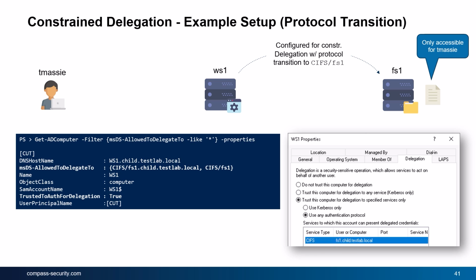Now, when Trevor Massey then authenticates towards WS1, the means that he uses to authenticate can be any form. It could be NTLM, it could be a username and password in a web form and so on. That doesn't really matter. But WS1 will then be able to invoke S4U2Self and S4U2Proxy and therefore impersonate Trevor Massey against FS1, and with that access the file share with Trevor Massey's permissions.